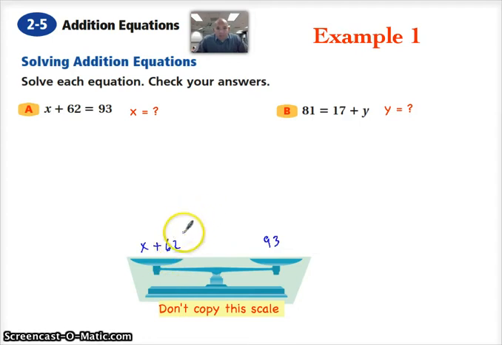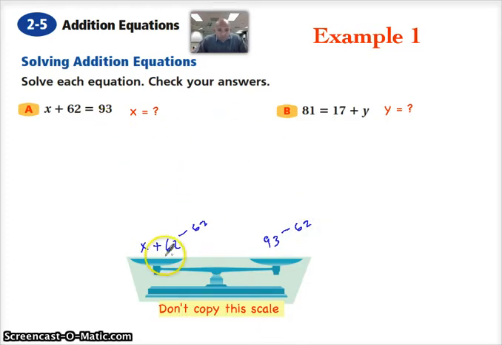Now, what we're going to do first is isolate the variable, or attempt to isolate the variable, by undoing an operation. What do I mean by isolate the variable? My objective is to get x all by itself on one side and the solution on the other side. So in order to do that, I'm going to subtract 62 from this side. Well, if I subtract 62 from this side, the equation becomes unbalanced, and I need to do the same thing to the other side. What I do to one side, I have to do to the other side.